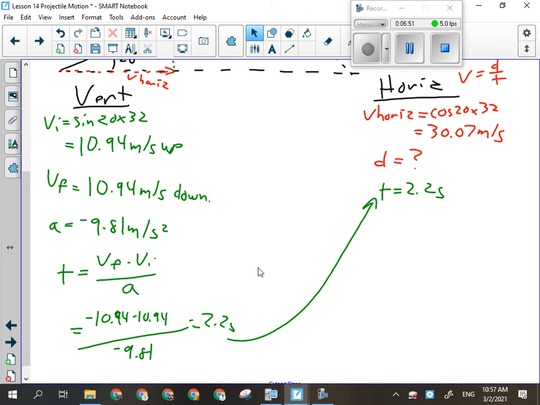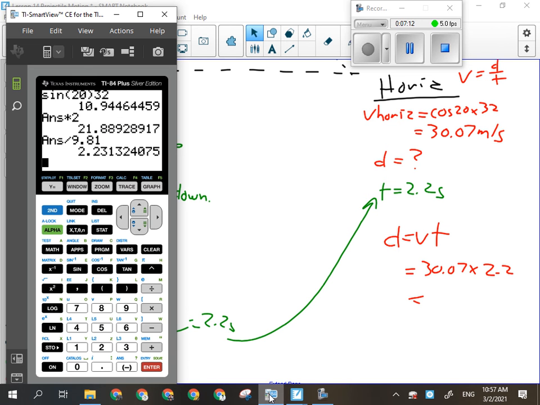Now that I have that, I can calculate the distance across the river by manipulating v equals d over t for d. So we're going to have our 30.07 multiplied by 2.2. We'll use all of our decimals here. We're not going to round anything off, so we'll take that number and multiply it by that number. It's 67 meters across the river.